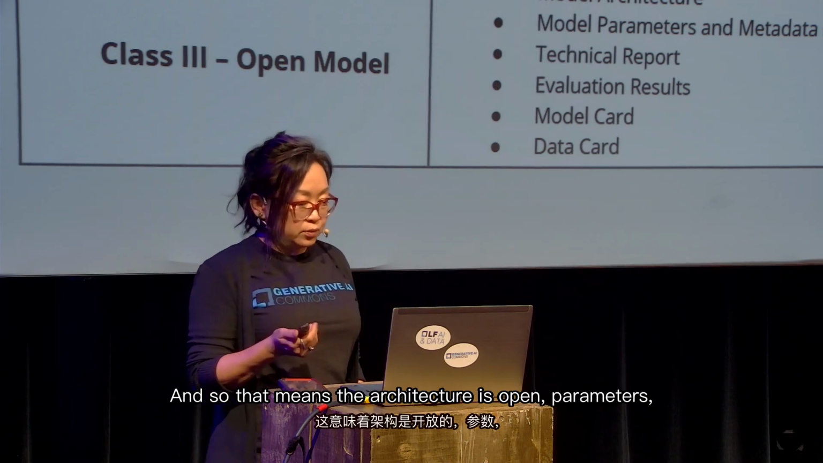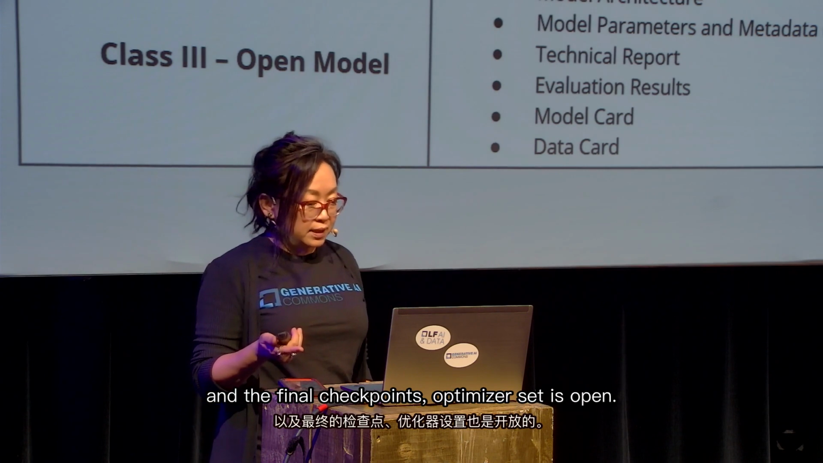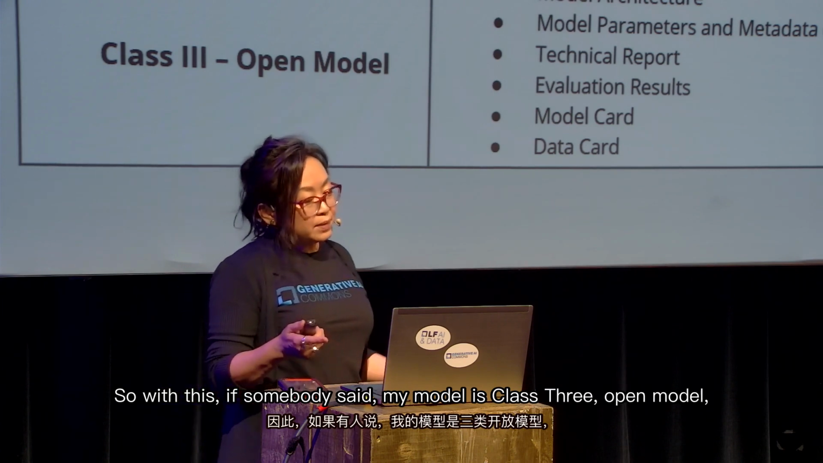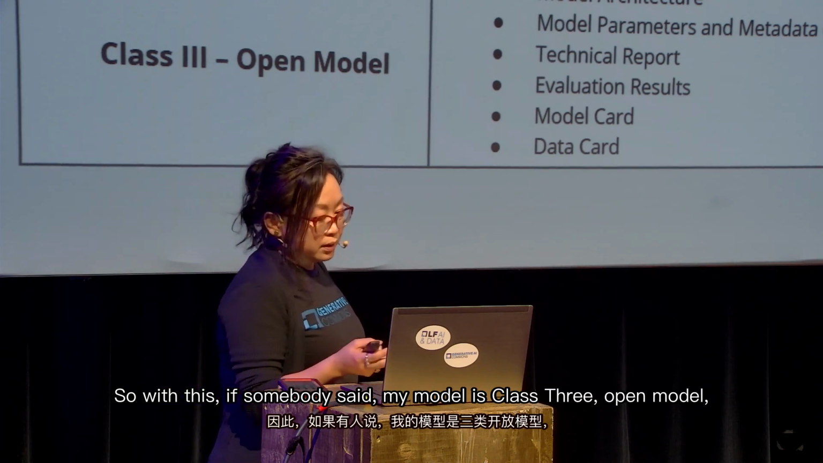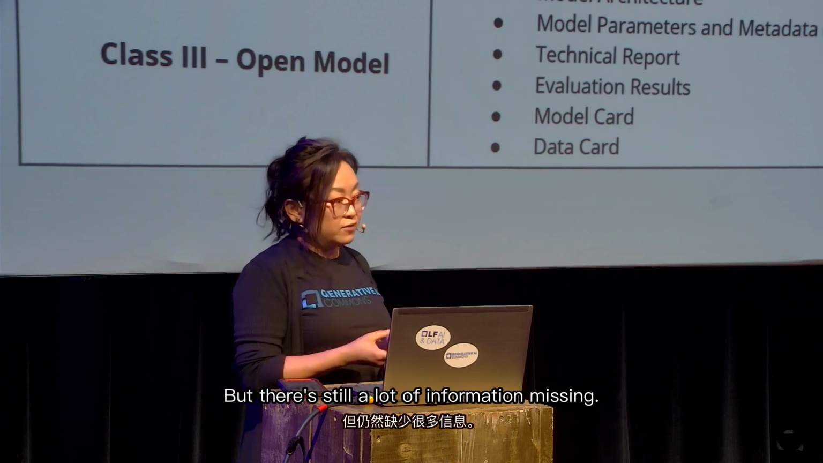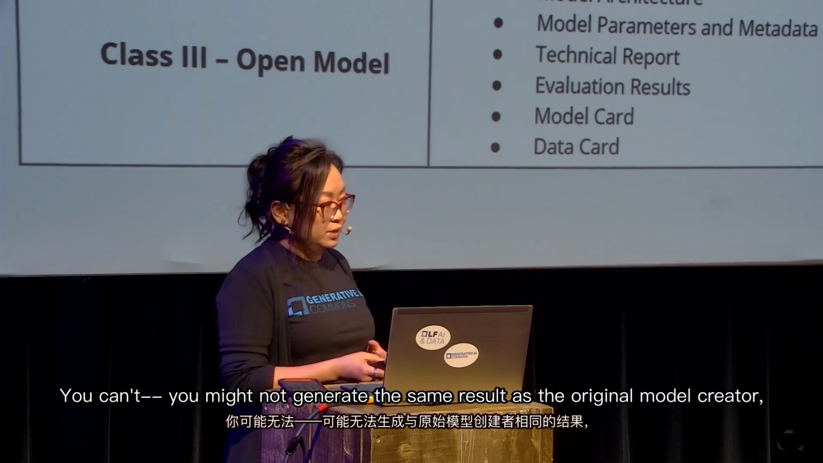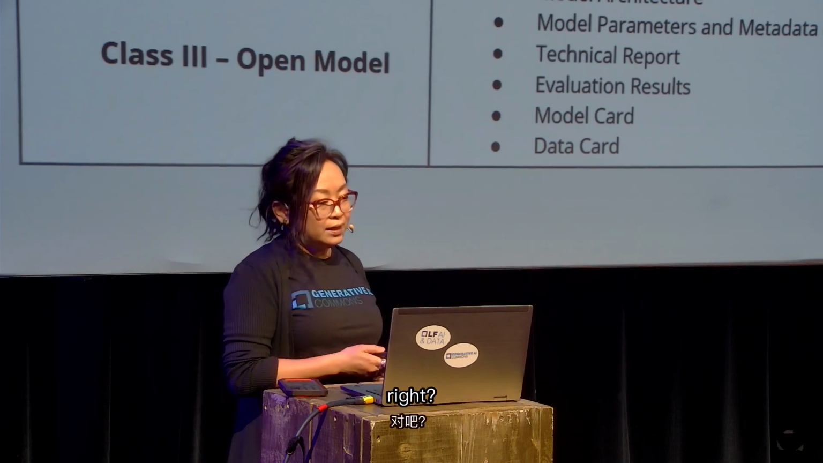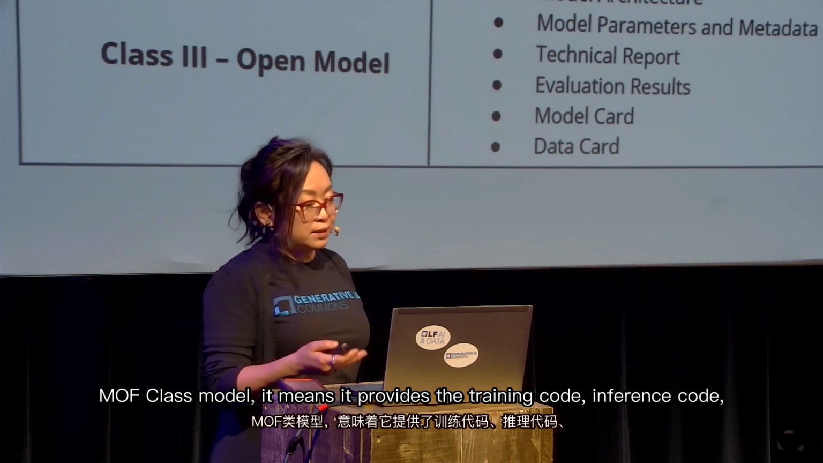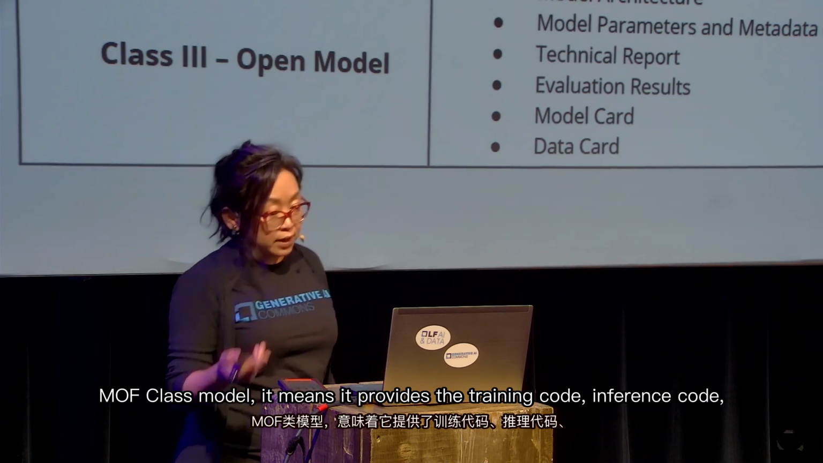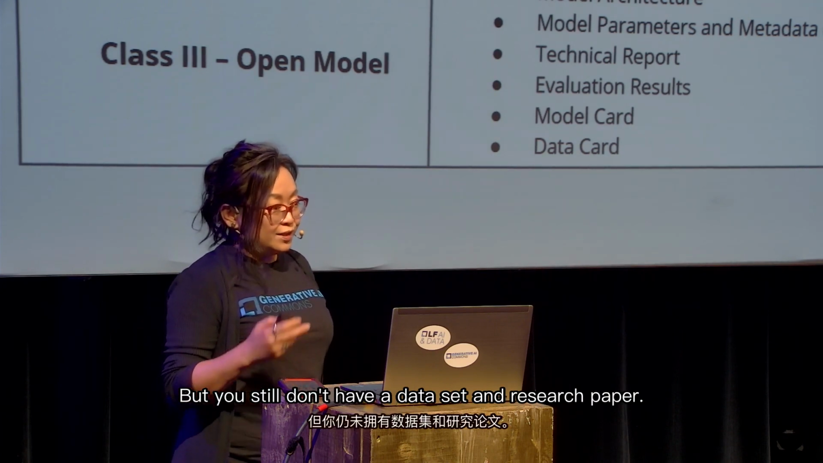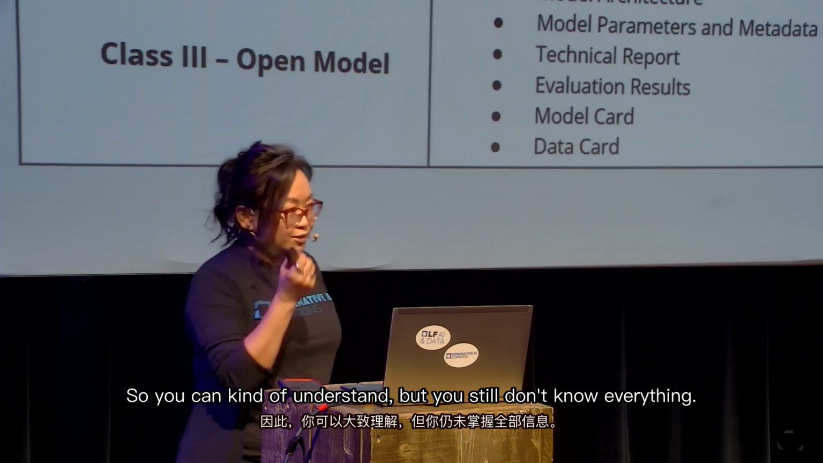That means the architecture is open, parameters, the final checkpoints, optimizer state are open, there's a technical report, evaluation results, model card, data card. So with this, if somebody says, my model is a class three open model, you can pretty much take the source code and try to start a model, but there's still a lot of information missing. You might not generate the same result as the original model creator, right? But if you move to class two, if somebody says, I'm a class two MOF model, it means it provides the training code, inference code, evaluation code, evaluation data, and libraries and tools, but you still don't have the dataset and research paper. So you can kind of understand, but you still don't know everything.